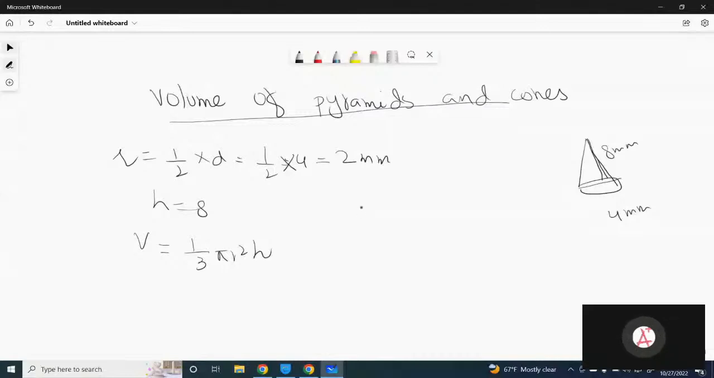Just put the values: 1 by 3, 3.14, r is 2, and height is 8. Just calculate all the values. It would be 33.4. Got it? That is the volume of the cone. Okay, let's start with the test question.